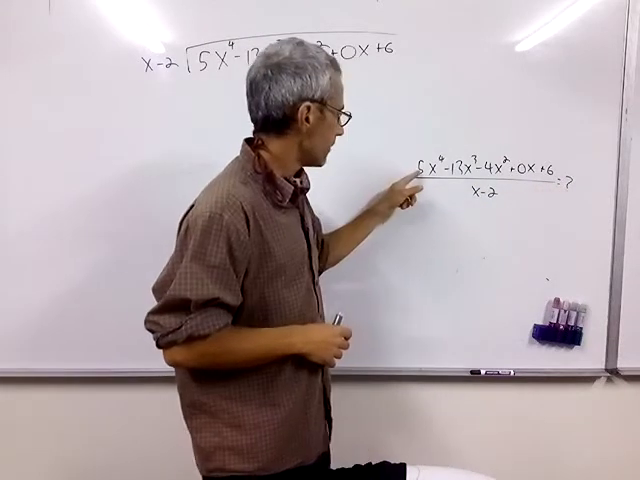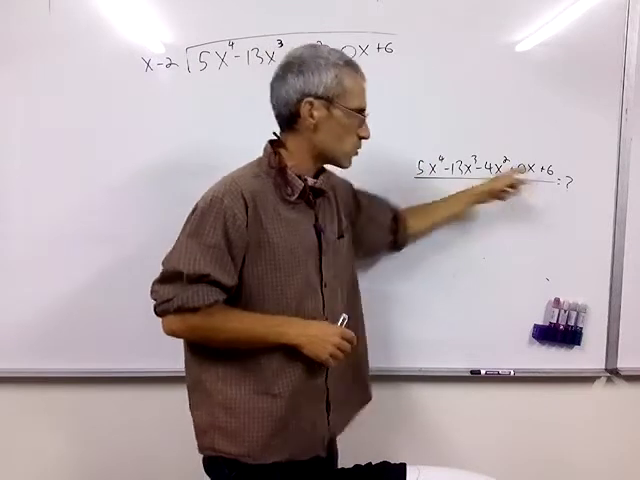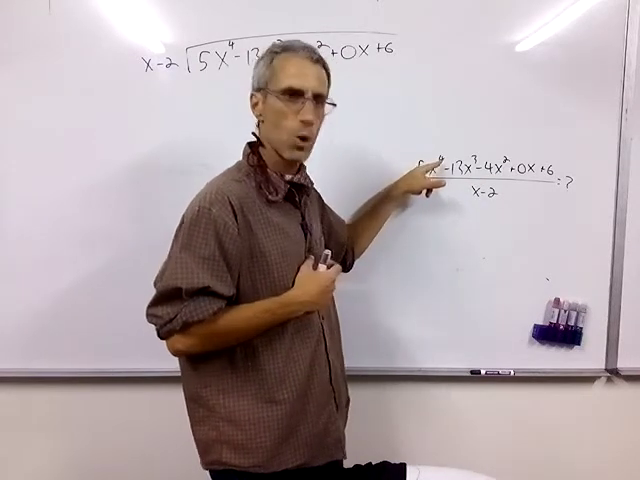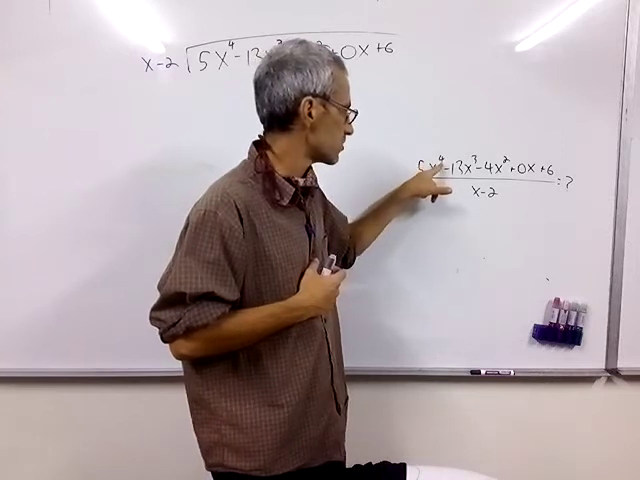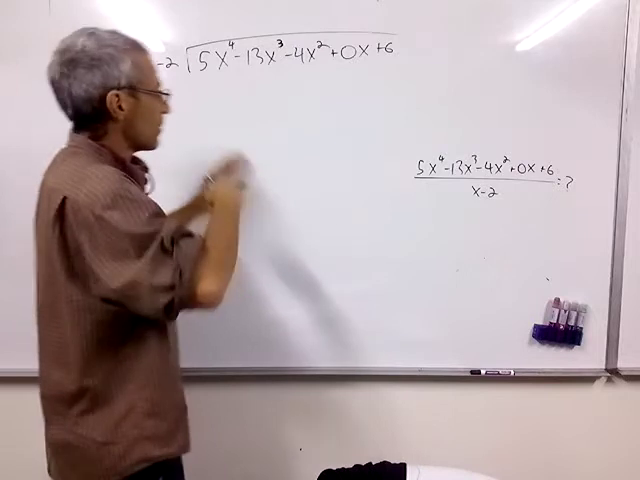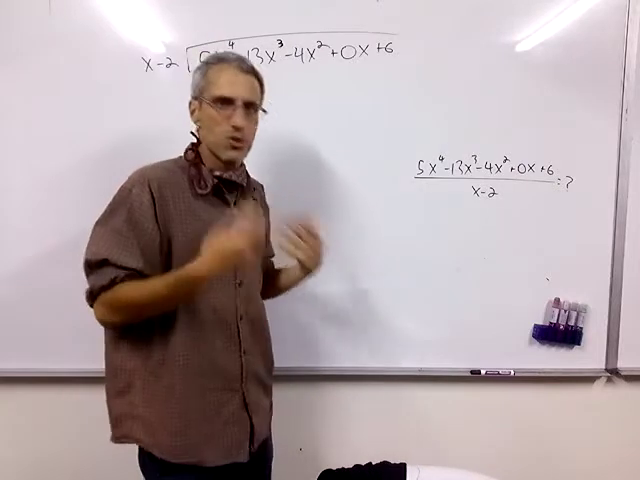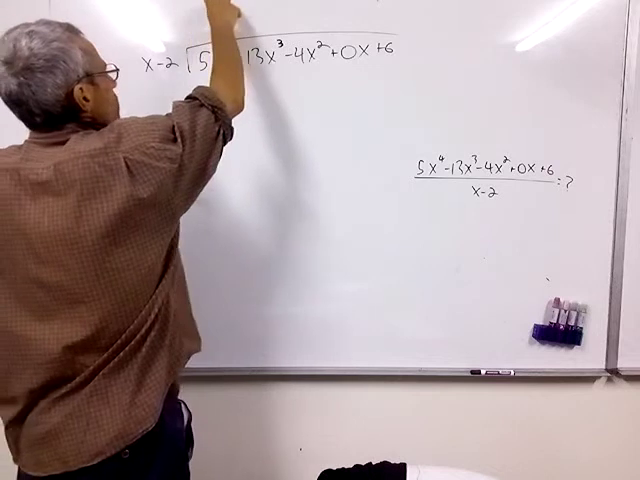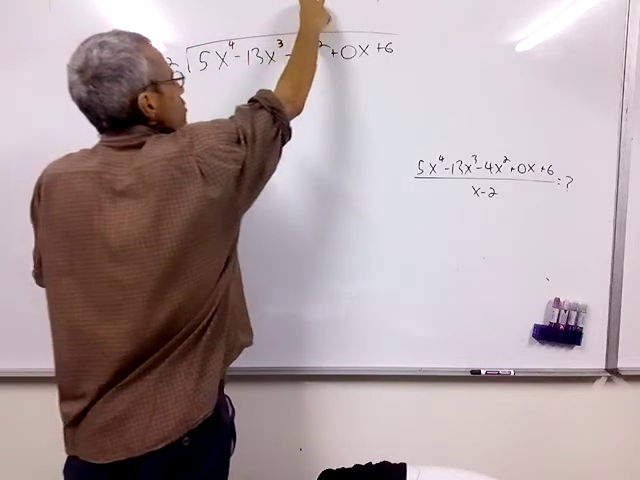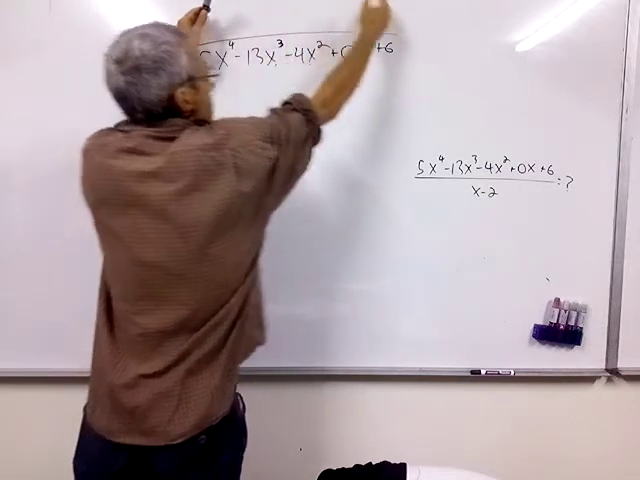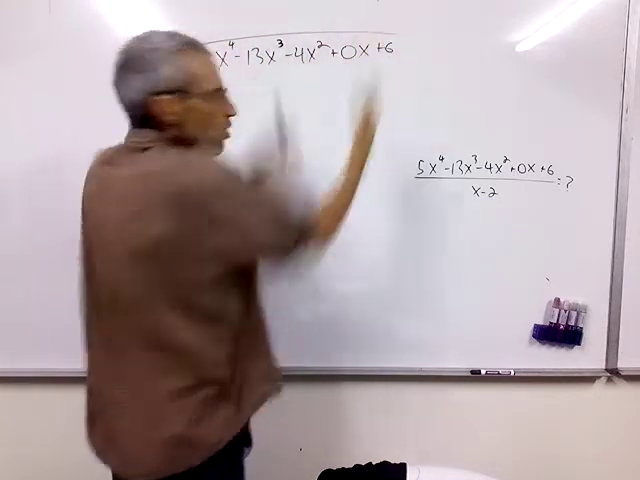By the way, the degree of this polynomial is 4. The degree means the highest exponent. So the degree of this polynomial is 4, the degree of this polynomial is 1. I'm not going to explain how it works, I'm just going to show you how you do it. What you're going to have to write here on top is a whole bunch of terms, and what you end up writing here is your answer.